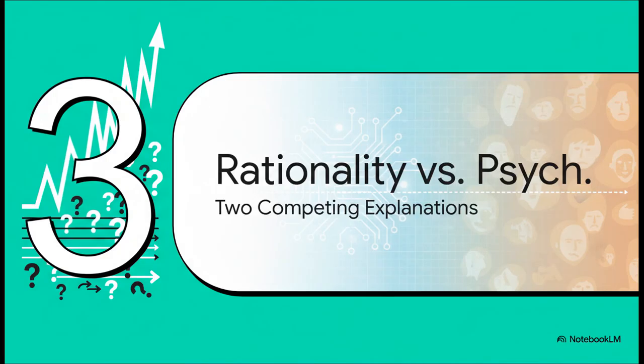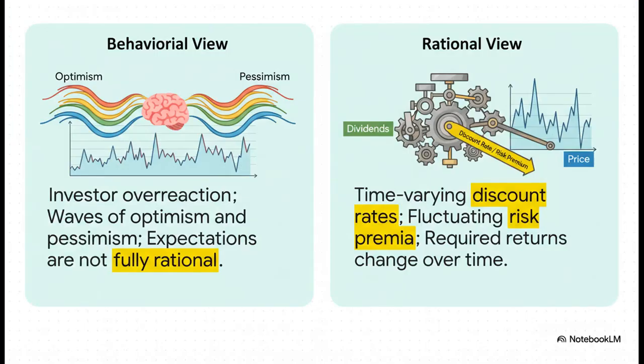So if the price swings are just too big, what in the world is going on? Well, the debate that exploded from this discovery basically split the world of finance into two major camps, each with a totally different way of looking at the market. And this slide lays out the two sides of the argument perfectly. On one side, you've got the behavioral view. This camp says, hey, the answer is psychology. Investors aren't perfect calculators. We overreact to news, and we get swept up in these waves of collective optimism and pessimism. The bottom line, emotion can drive the market.